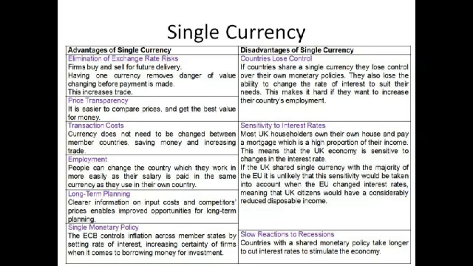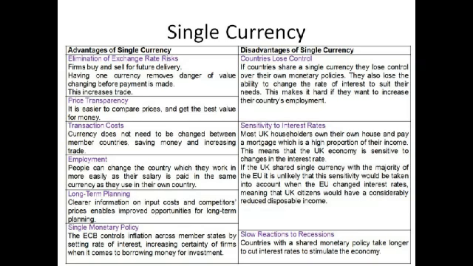And then there's long-term planning, because there's clearer information on input costs and competitors' prices, and this enables improved opportunities for long-term planning. So say Kavita had a firm in Germany and she's selling to people in France, she can see what her competition's pricing is much more easily, because it's in the same currency. Because if it was in a different currency, she'd have to keep changing it over, which would get really annoying.